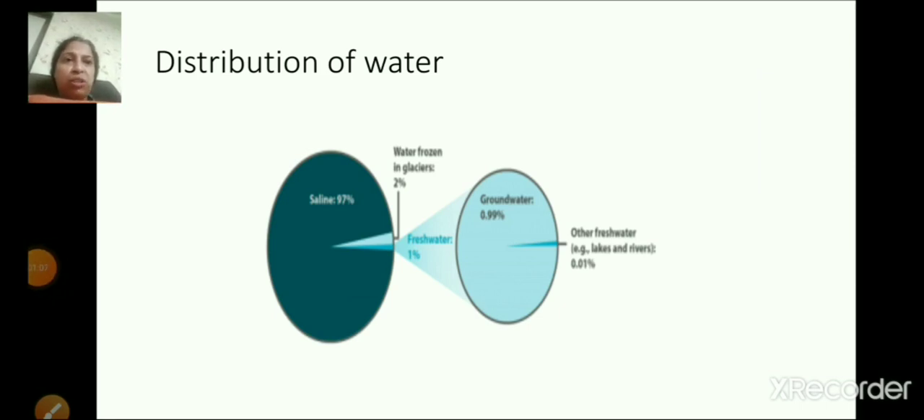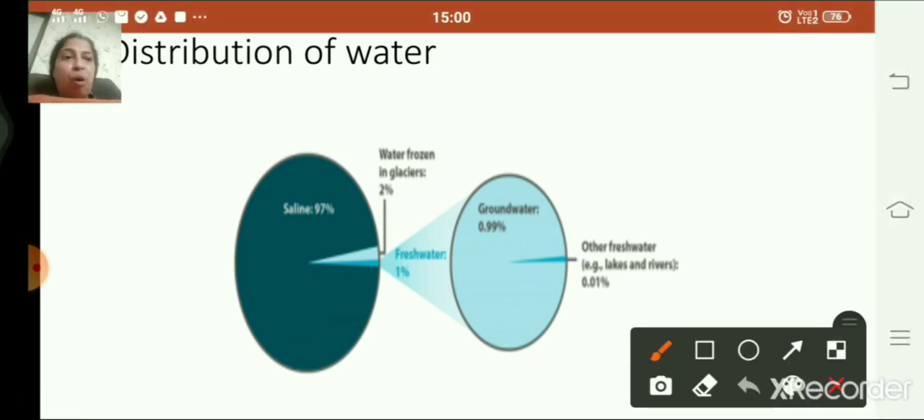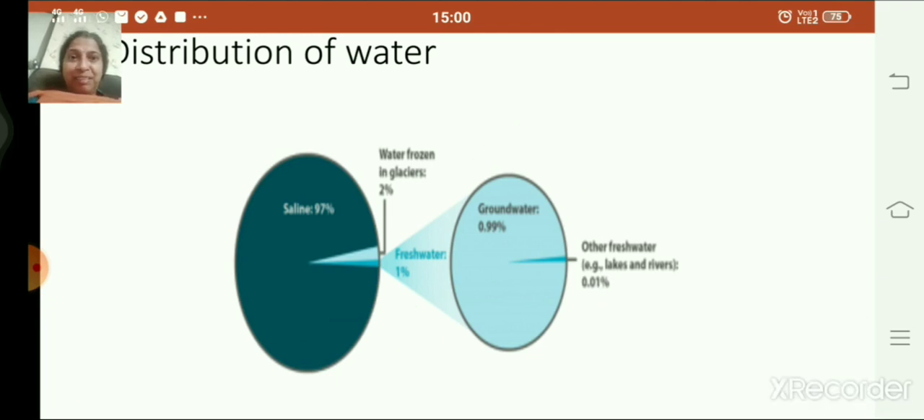Now we'll see distribution of water. Just look at that picture. Children, do you know about 97% of water on the earth's surface is saline. Saline means salty. Okay, 97% is saline and the remaining 3%, that is 2%, is in the form of glacier and the remaining 1% is fresh water. And in that 1%, 0.99% is groundwater and the other fresh water is only 0.1%. Is it clear? So we have to use water carefully. We should not waste water.